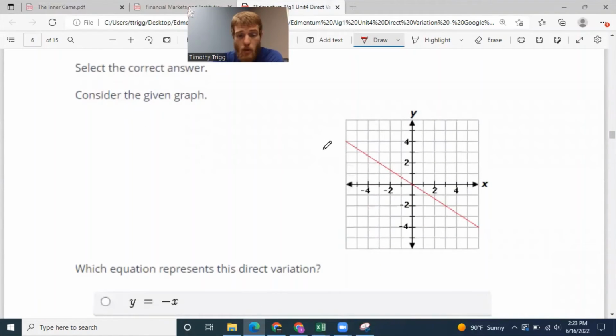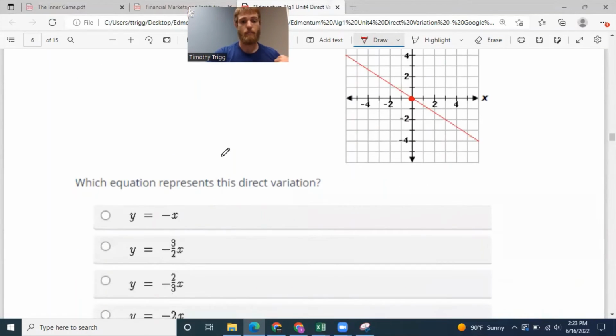Consider the given graph. So here we have a line here. And is this line direct variation? Well, yes, it is. Because remember, the 2 requirements for direct variation is that 1, it's a line, which it is, and 2, it has to go through 0, 0. And in this case, it does, right? It goes through 0, 0, and it's a line. So it is direct variation.